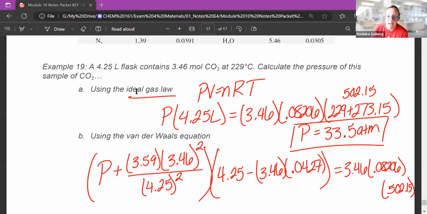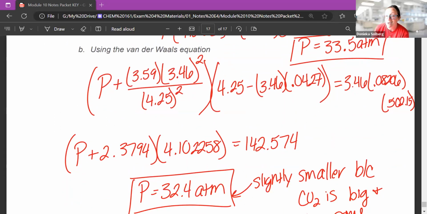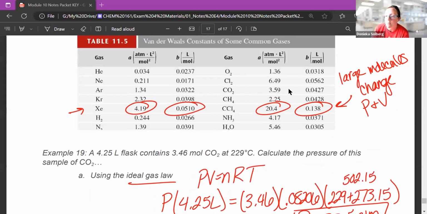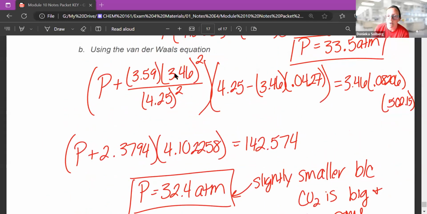Okay, so in part one, I use the ideal gas law, which is just PV=nRT, plugged in my volume, plugged in my moles, my R, my temperature, and got 33.5 atmospheres. This is the pressure of this carbon dioxide at ideal conditions. We know carbon dioxide isn't ideal all the time. So using the van der Waals equation, I'm going to calculate its pressure more realistically. So I need my a value and I need my b value, which is in this table here. My a is 3.59 and my b is 0.0427. So I plug those in here.